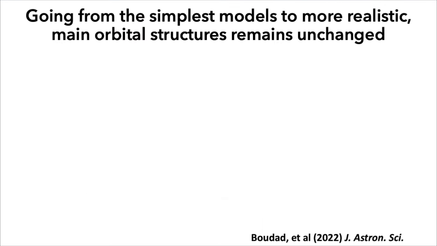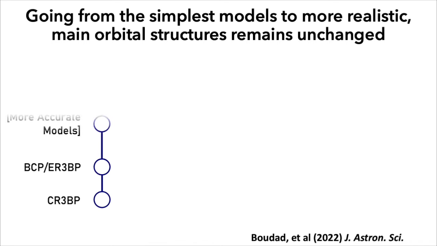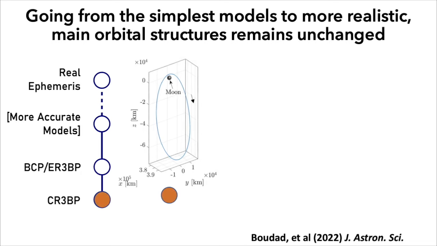And really, all of the phenomena that we've talked about will carry over to those systems, which means it's a good approximation and should even show up in the real ephemeris. So if you think of a hierarchy of models, we've got our circular problem, maybe the bicircular or elliptic problem, maybe some stages of more accurate models, and then the real ephemeris. So here, I think this is the capstone nearly rectilinear halo orbit in the simplest model. So of course, it closes back on itself.